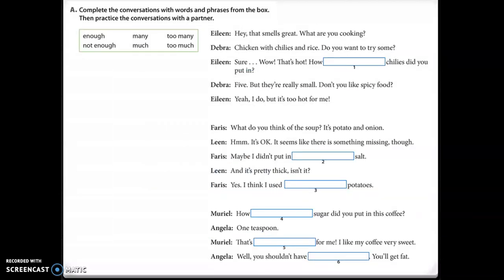So let's take a look at this. Page 41, Exercise A. Complete the conversations with words and phrases from the box. Then practice the conversations with a friend or a partner. We have the words enough, many, too many, not enough, much, and too much. Pause the screen and think of what you think the answers could be.